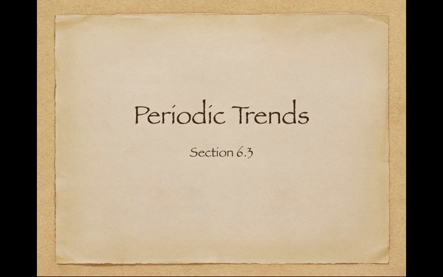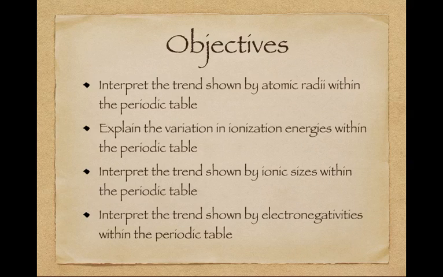Section 6.3, Periodic Trends. Here's the objectives. Interpret the trend shown by the atomic radii within the periodic table. Explain variations in ionization energies within the periodic table. Interpret the trend shown by ionic sizes within the periodic table. And interpret the trend shown by electronegativities within the periodic table. In other words, you need to understand the trends that take place in the periodic table that we're going to go over.